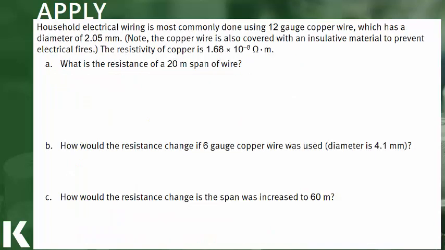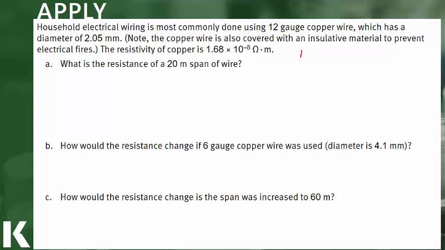This question tells us that household electrical wiring is most commonly done using 12 gauge copper wire, which has a diameter of 2.05 millimeters. We also have a note here telling us that the copper wire is coated with an insulative material to prevent electrical fires, which is good. And we are given the resistivity of copper as 1.68 times 10 to the negative 8 ohm meters.